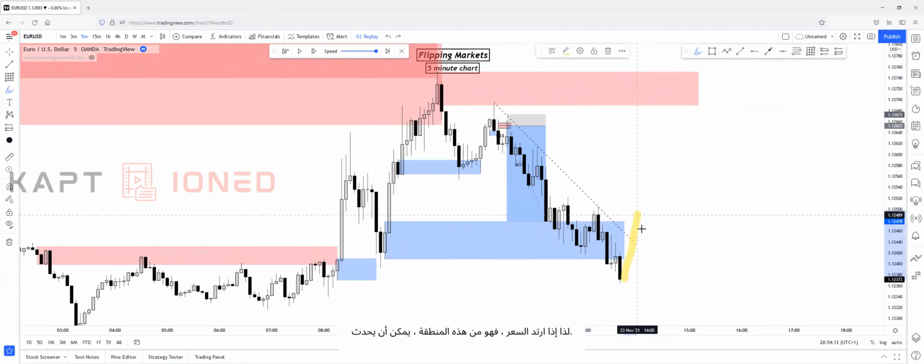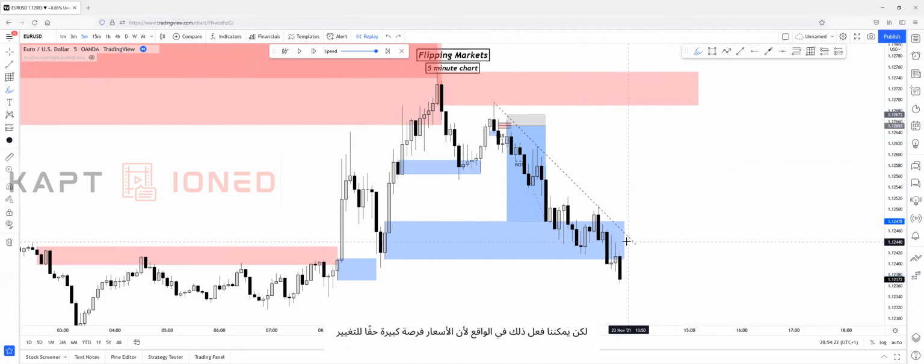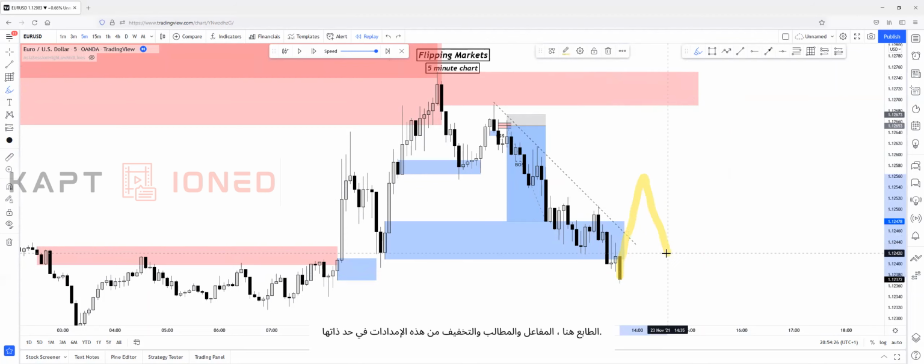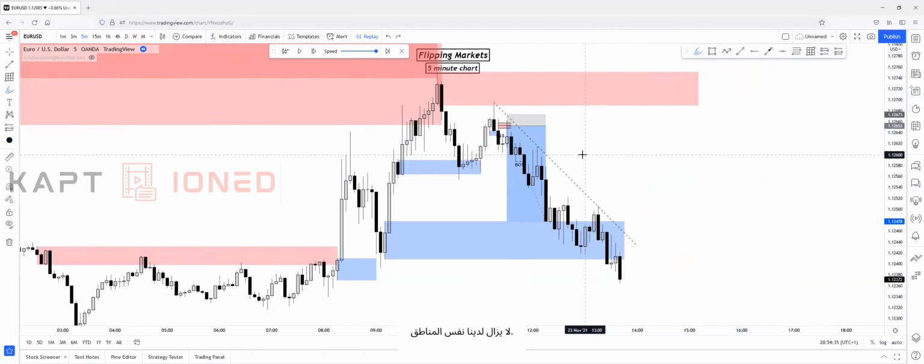So if price reverses from this area, we can hop in a long trade, and that will be a counter trend trade, as you may know, because every long trade is a counter trend trade. But we can actually do it because price has a really, really high chance to change character here, react on the demand zone, and mitigate this supply zone. So, okay, let's see what happens. We still have the same zones. Everything is the same. Let's see what happens on a 1-minute time frame.